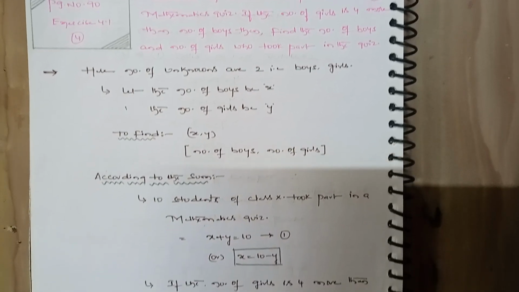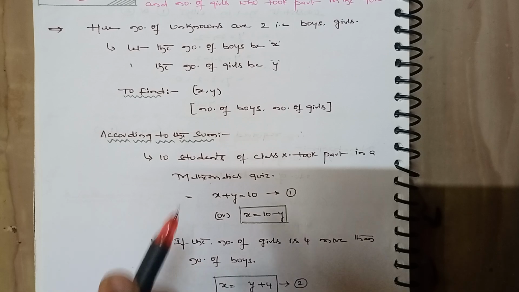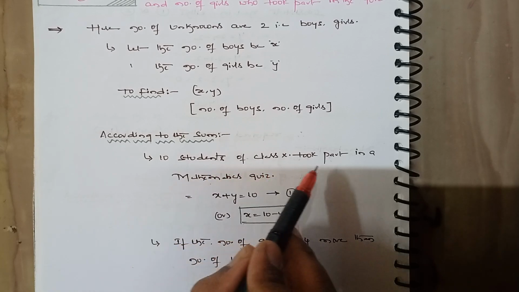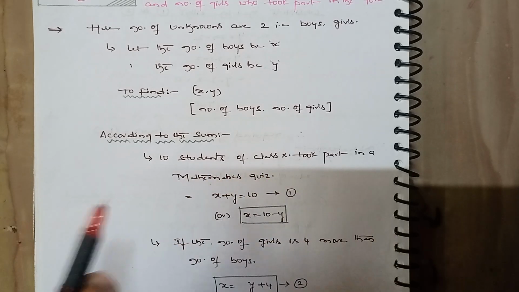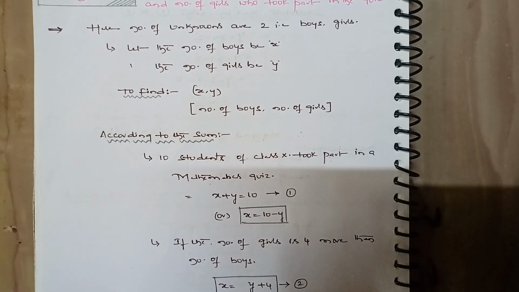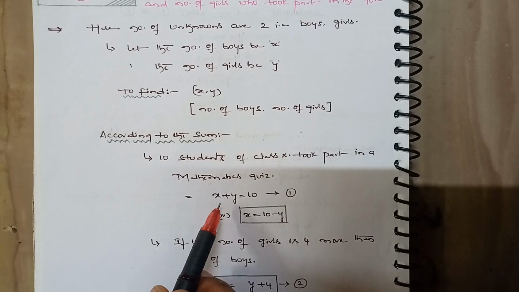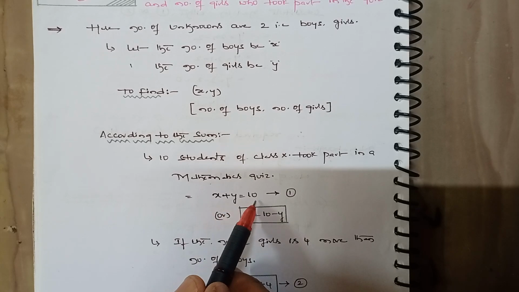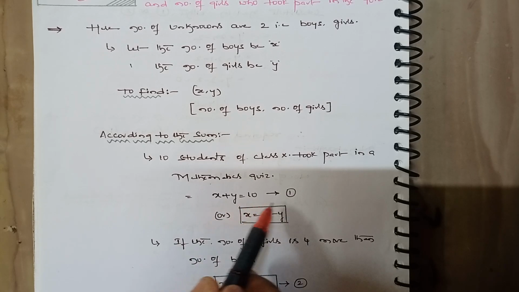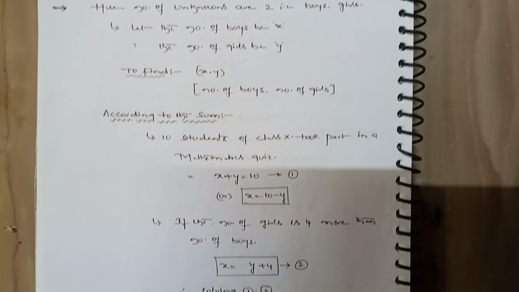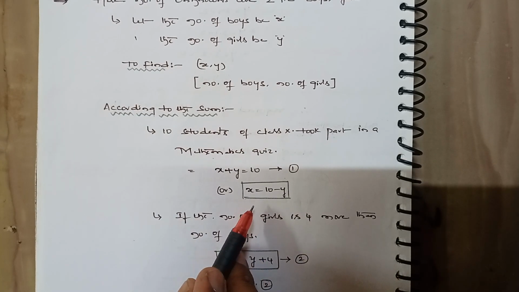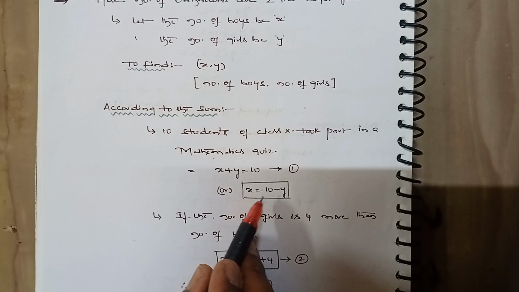Okay. So according to the sum, what is given? 10 students of class 10 took part in a mathematics quiz. 10 students means the combination of boys and girls. Therefore, boys plus girls participation is 10. So x plus y equal 10. That is equation 1, guys. So make x the subject or y the subject. I took x as the subject: x equal to 10 minus y.